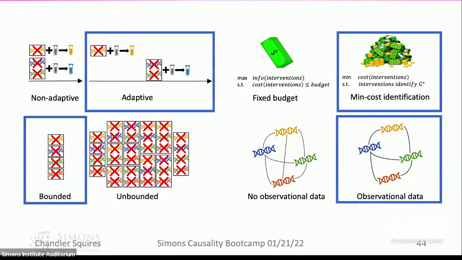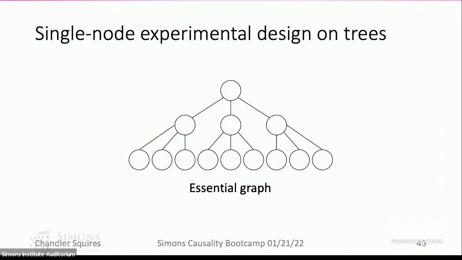Yeah, so this is just recapping the setting. We're gonna think about adaptive. We're still gonna be in the setting where we want to completely identify the graph. We have observational data, and now we are gonna have the number of interventions be bounded. And in particular, I'll give the argument for the case of single node interventions.